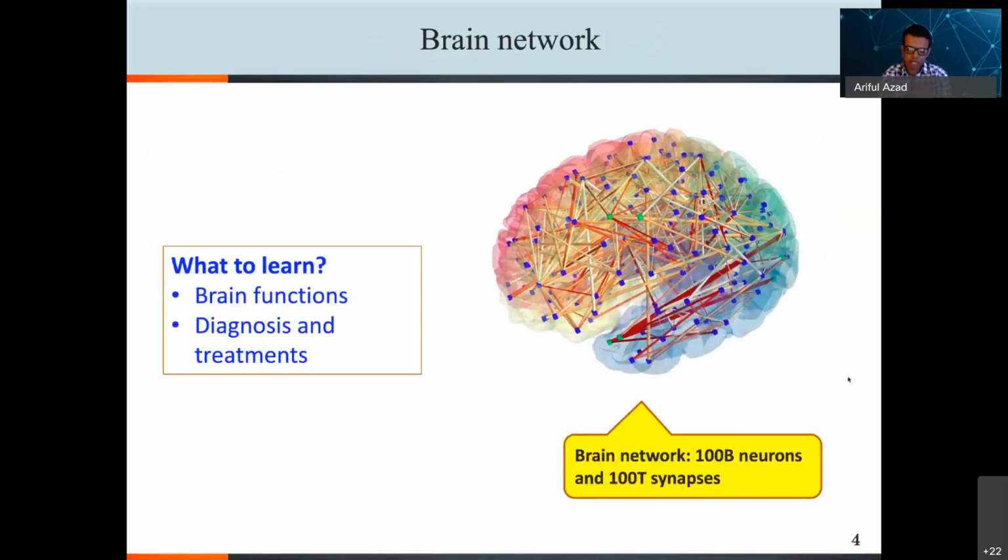Similarly, if I think about a different type of network, like our brain, this can also be modeled as a big graph. Our brain has more than 100 billion neurons and 100 trillion synapses. And if we can model this as a graph, then we can try to understand how the brain functions, how to diagnose and treat different diseases, and so on.